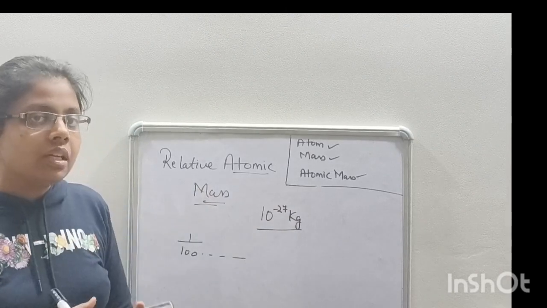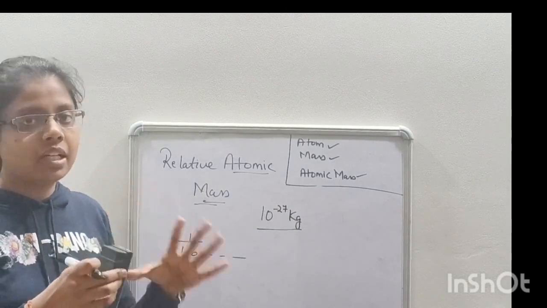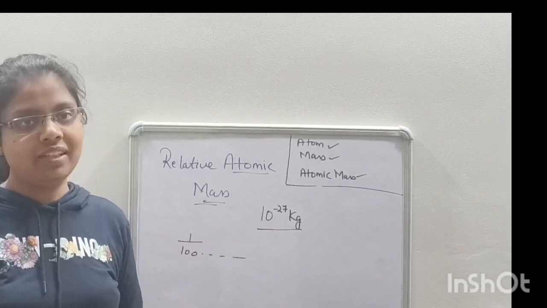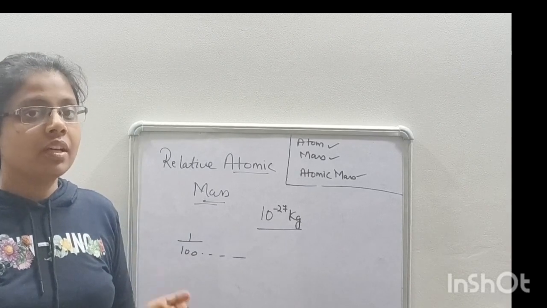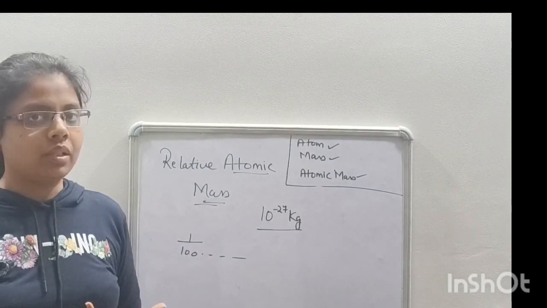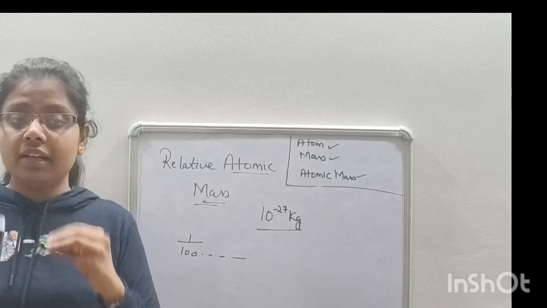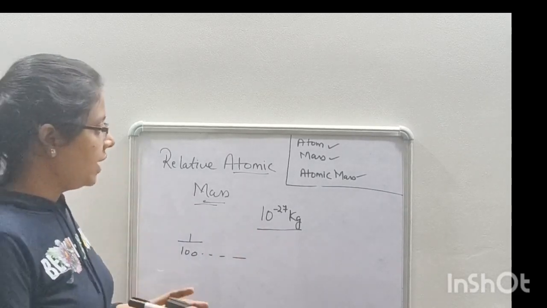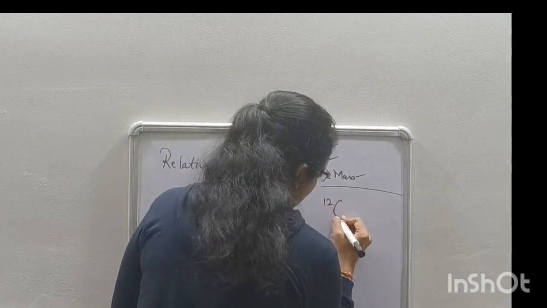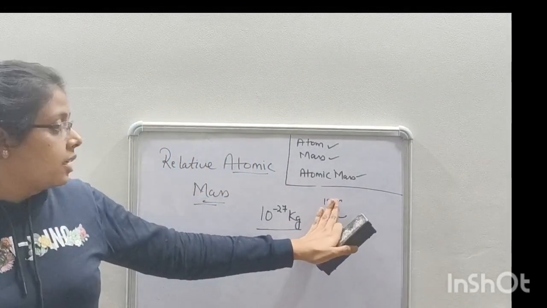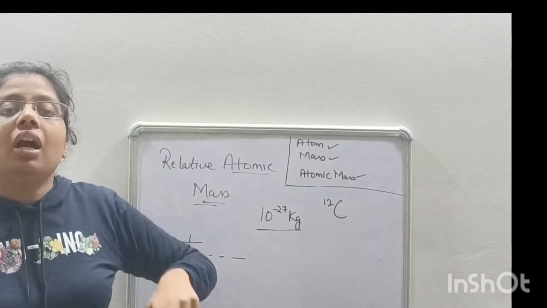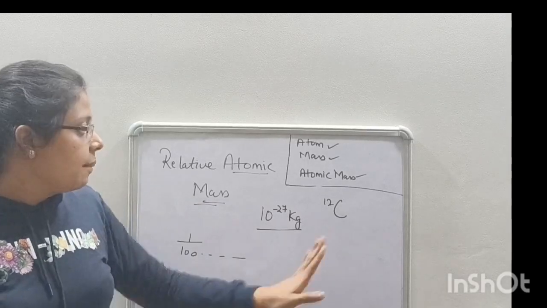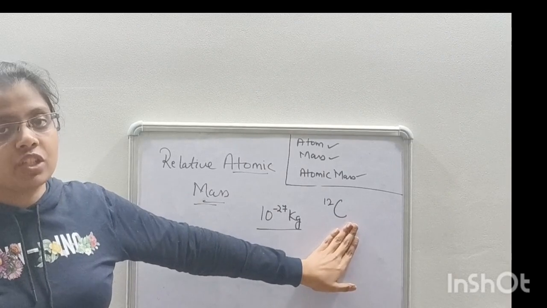So what the scientists do, although it's difficult, we know that scientists will manage everything, and that's why chemists are always famous. They will make the impossible possible. So they find out the mass of an atom of a particular element, actually the mass of the element 12C. And after determining its mass, the atomic masses of other elements will be decided by comparing with the mass of the element which they have determined.